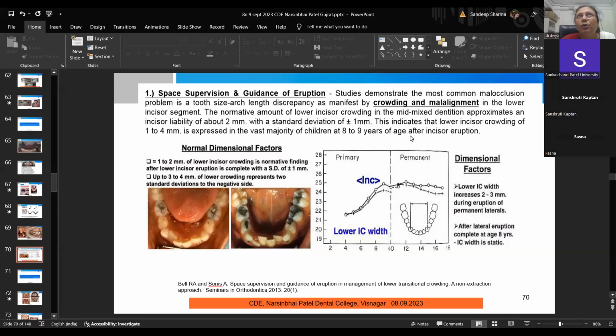Eighty to 85% of patients have this type of crowding as a liability, from 1 to 4 millimeters. So at this age, when the lateral incisor is erupting, we can take advantage and start with space supervision. This is an article by Bell, R.A. and Sonis. All of you can read it.